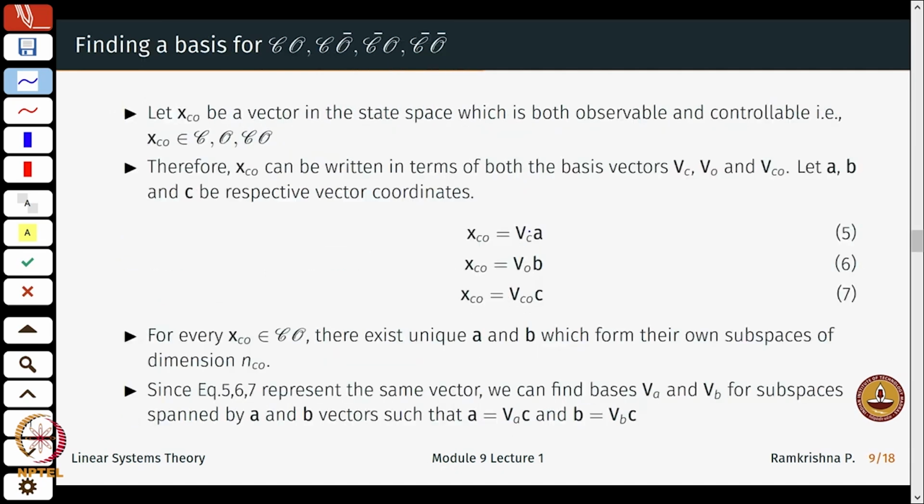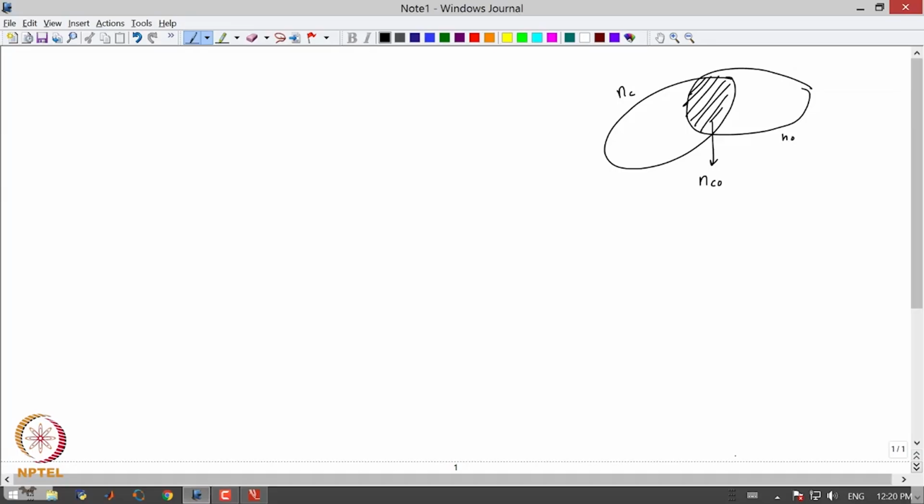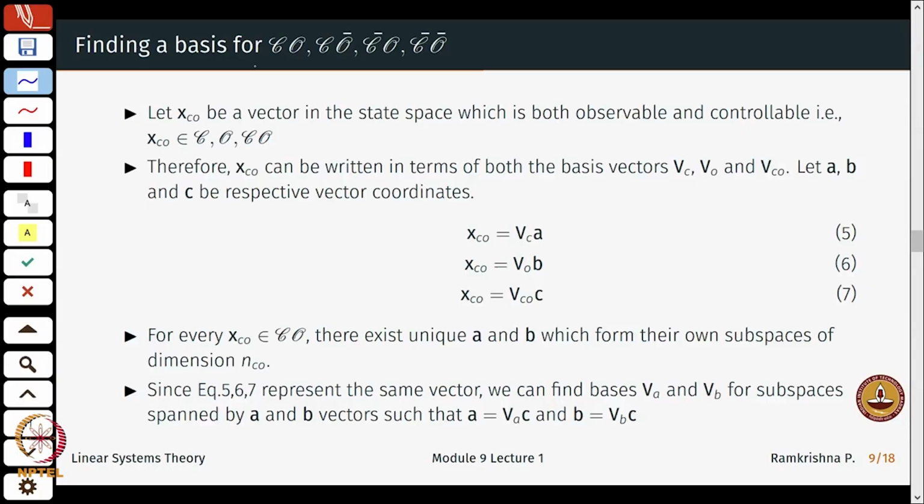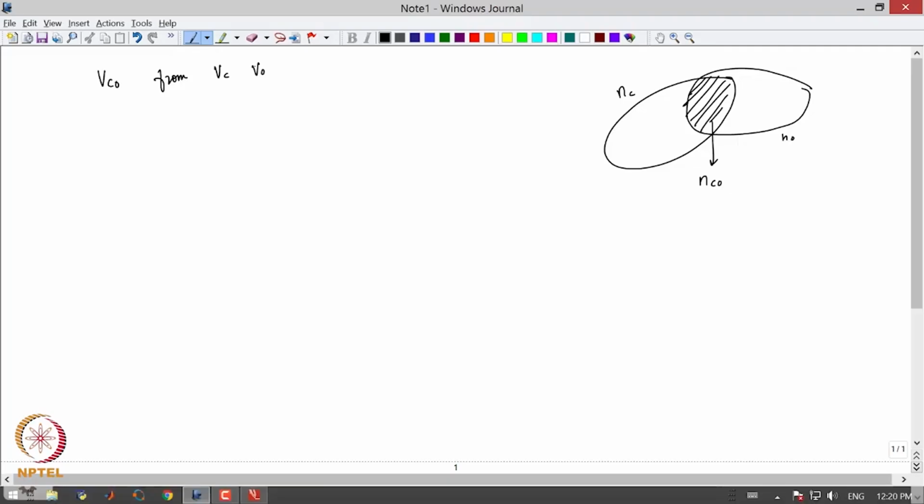Okay. So now let us start with, say, that I want to find VCO from, okay, I know these two things, I know VC, I also know VO from this slide here, right, or even the previous ones. Okay, and possibly also maybe VO bar.